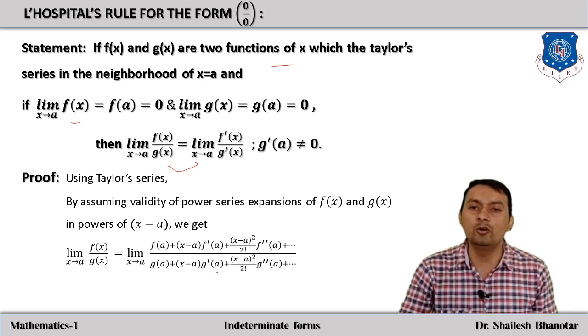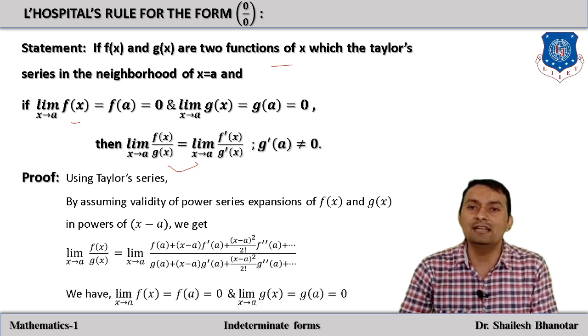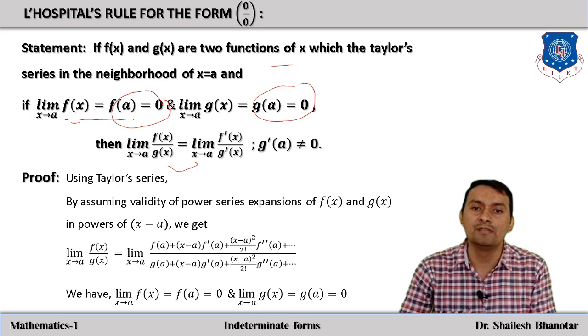And same for the denominator for the function g of x. But we are given the condition that the limit as x tends to a of f of x, that is f of a, is equal to 0, and another condition, that g of a is equal to 0. So if we replace here, it will be 0.